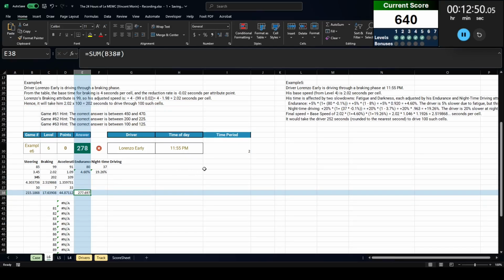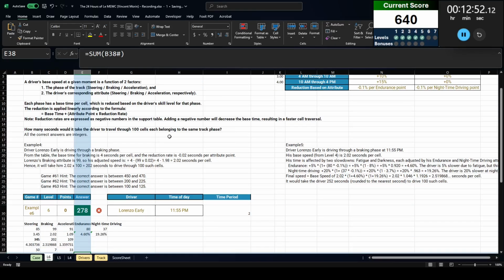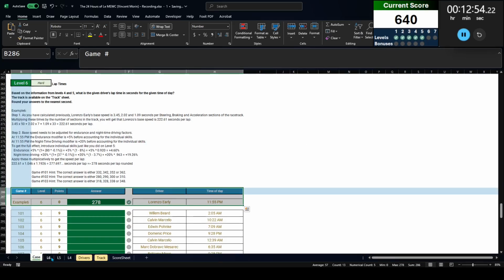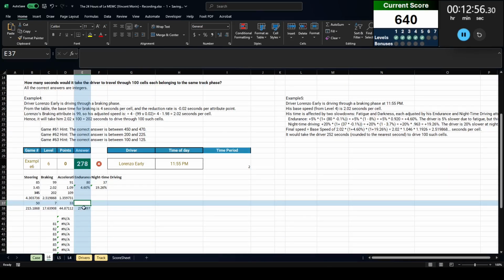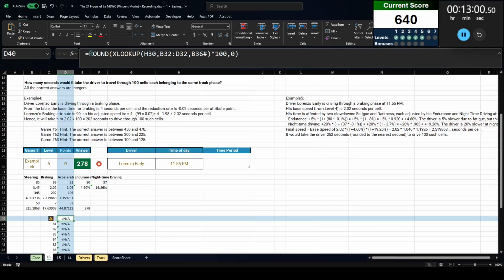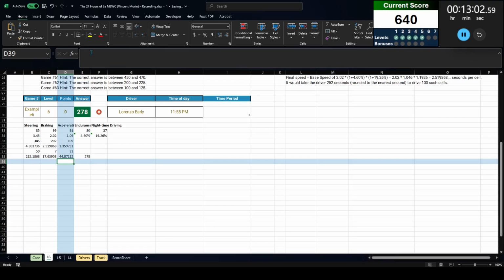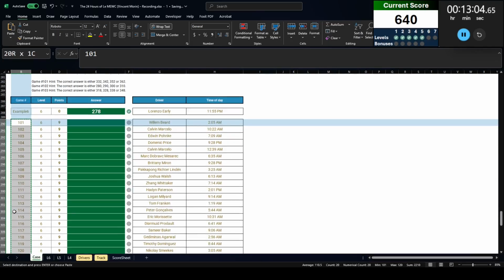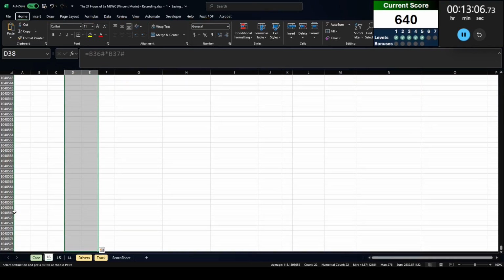I need to round, I do believe. Right, level 6, seconds, round to the nearest second. So I'm going to round that to the nearest second. Take this data table away and just put my data table right in there. Whoops.